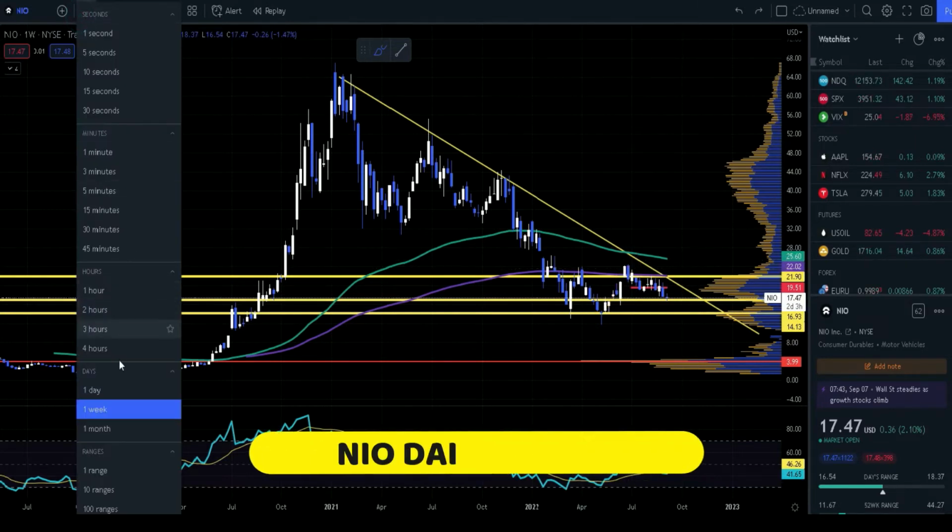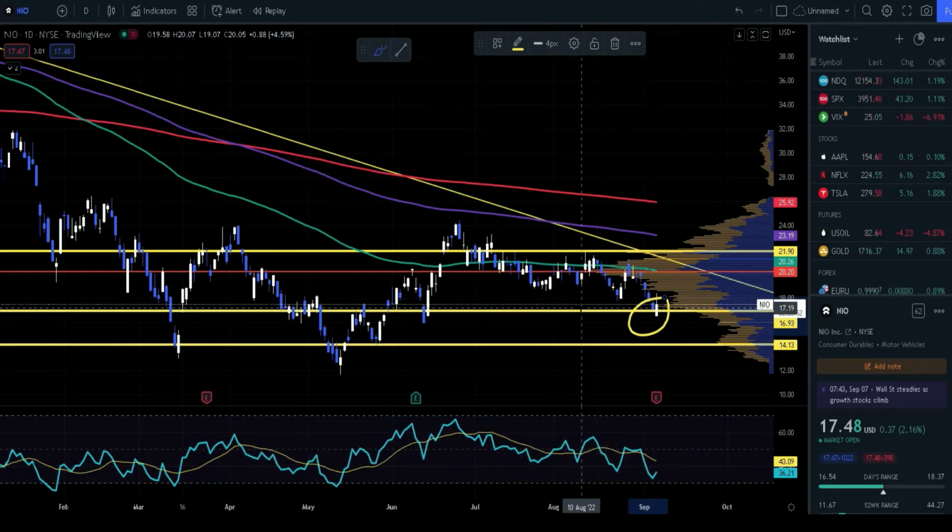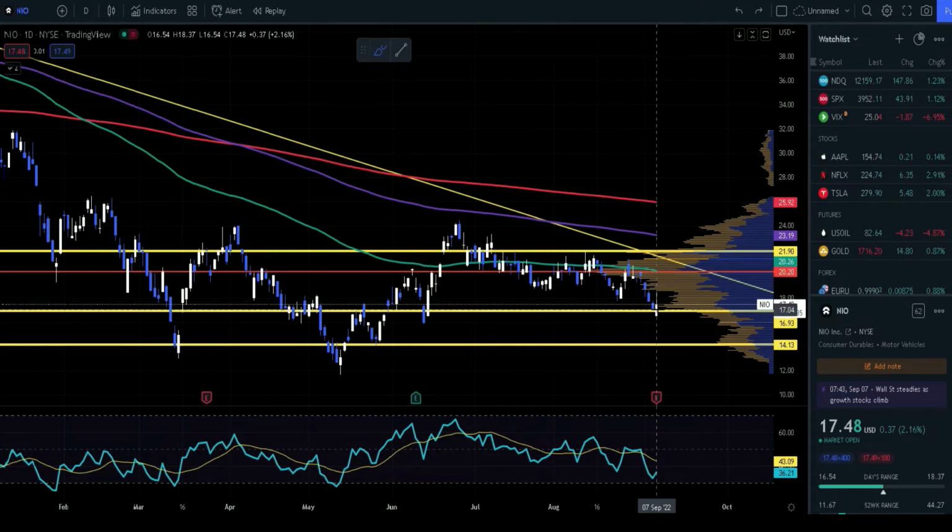Now let's take a look at the daily chart. Today also price is trying to bounce from this level of $17. First resistance can be the 50 moving average shown in green color at roughly $20. If price does not hold here, then of course we are going down towards $14.